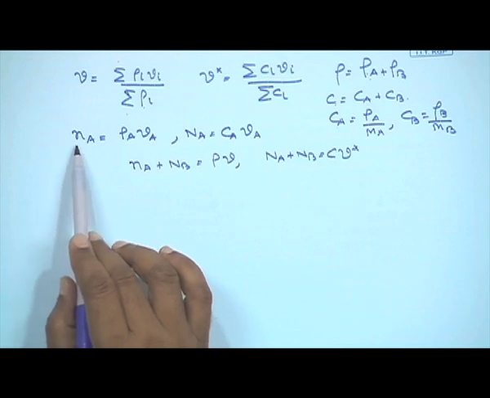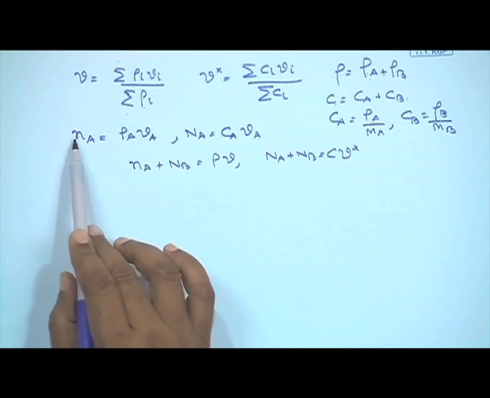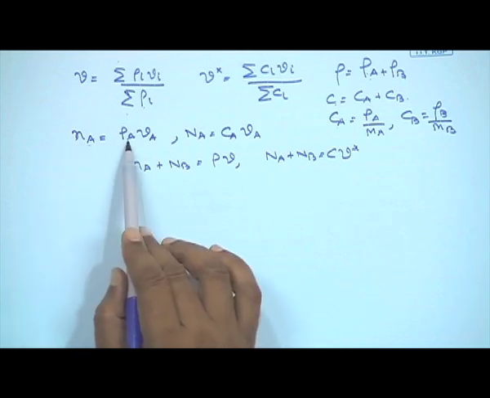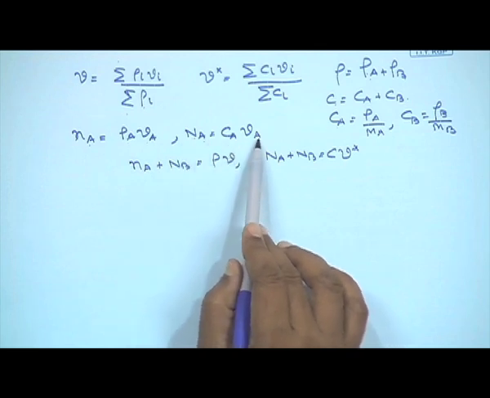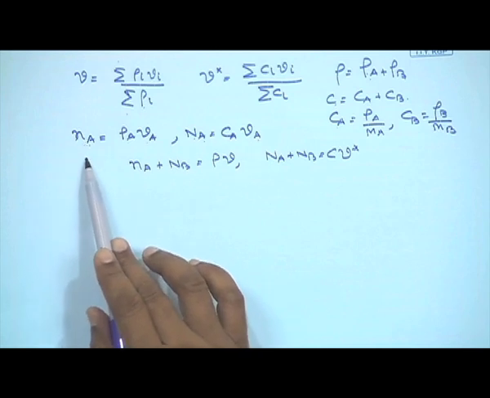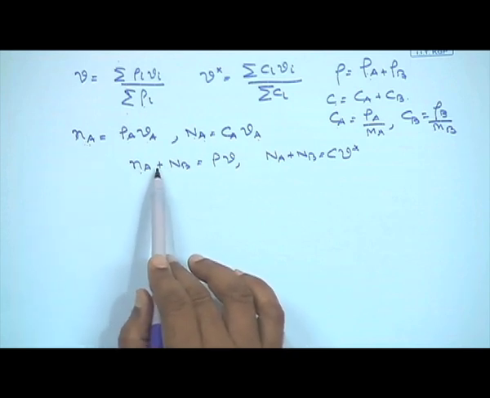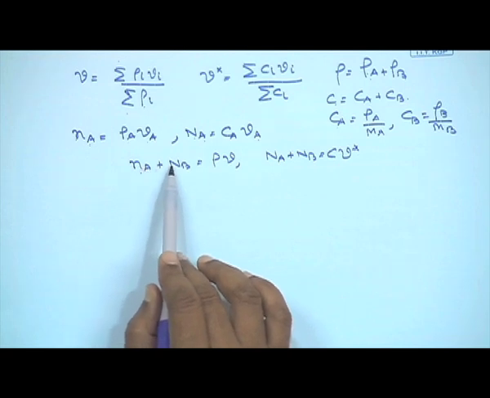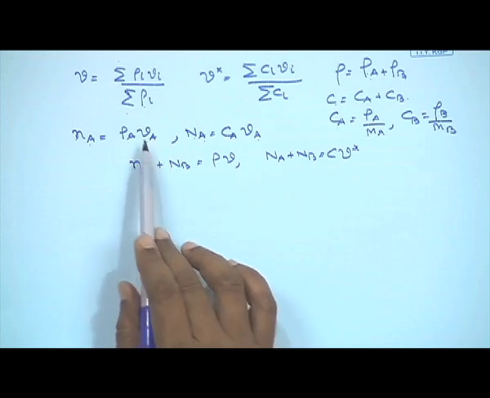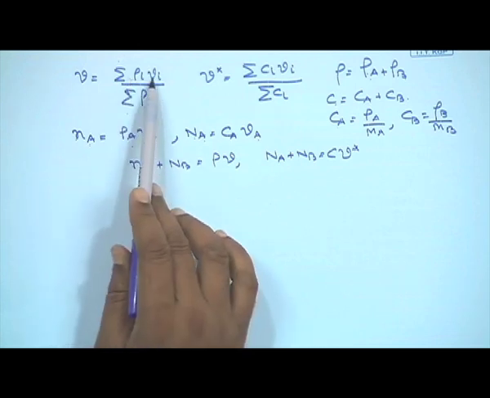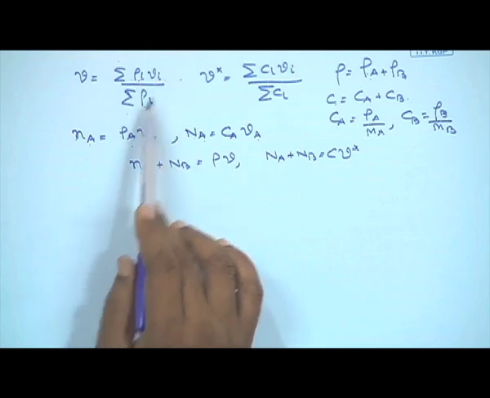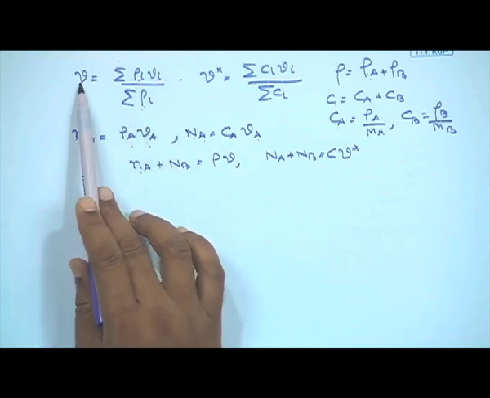Again, continuing with the basic definitions, Na, the mass flux of component A, is equal to rho A times Va. The molar flux of component A is Ca times Va, and therefore Na plus Nb would give me the mass flux of the entire solution, which would be rho A Va plus rho B Vb, and this would simply be equal to rho times V.